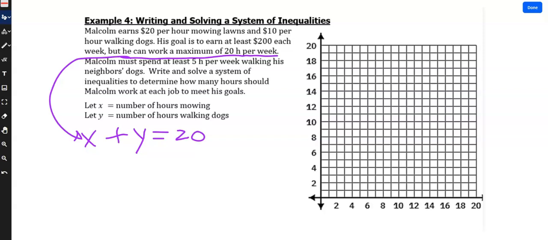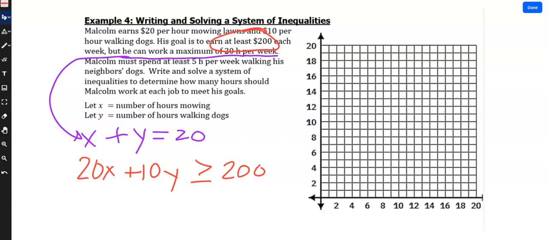Now, at the beginning, it said Malcolm earns $20 per hour for mowing a yard. So 20 times x plus 10 for each hour with a dog. It's kind of wild, I mean, $10 for an hour of being with a dog, taking care of it. His goal is to earn at least $200. At least $200.